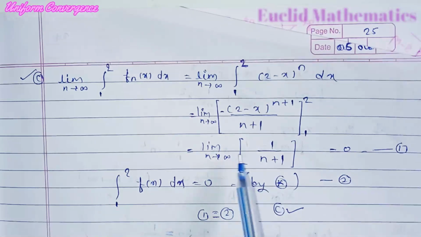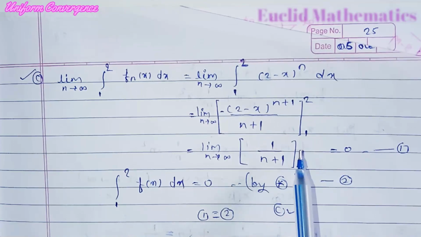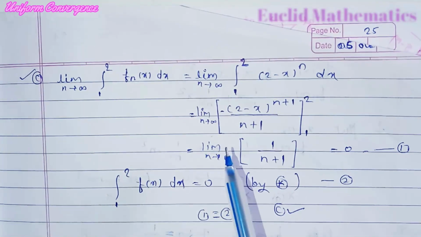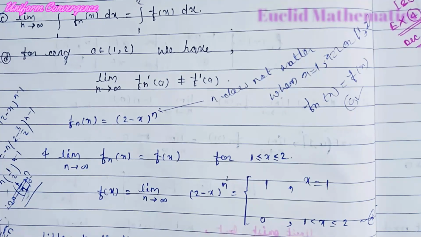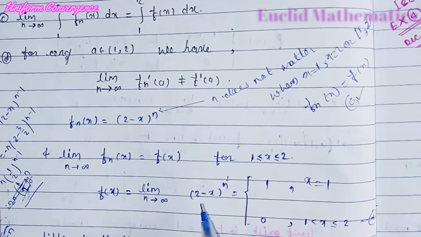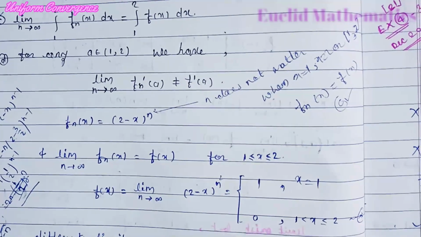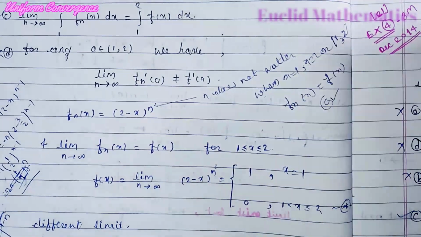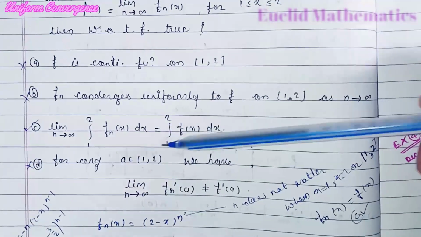So when we apply n tends to infinity to 1 upon n plus 1, 1 upon infinity gives 0. And the other integral, the integral from 1 to 2 of f(x) dx, is 0. Now check directly whether the integral of f(x) dx is 0 or not. When we apply limit n tends to infinity to fn(x), we get the value 0 in the interval 1 to 2. So exactly that value we want in option C: the integral from 1 to 2 of f(x) dx is also 0, and this one is also 0.